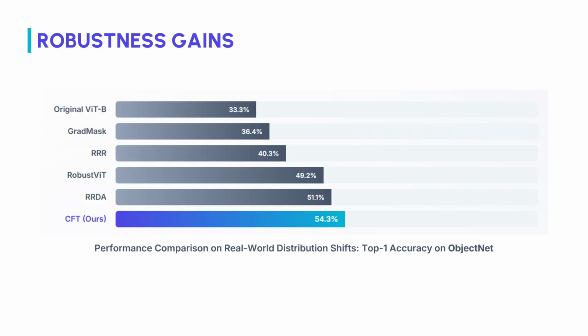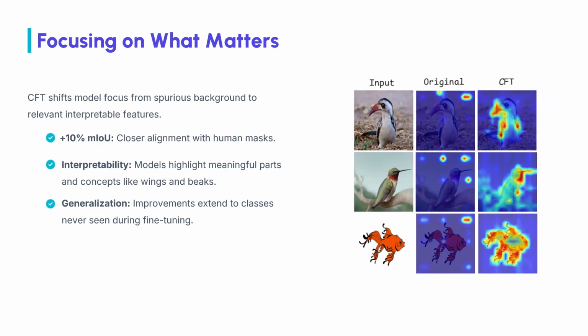This chart makes it easy to see. CFT consistently sits at the top across all baselines on ObjectNet. And I want to emphasize, these gains hold across all four architectures we tested, including one CNN architecture, and across all 5 out-of-distribution benchmarks. Beyond accuracy, CFT produces qualitatively better explanations.